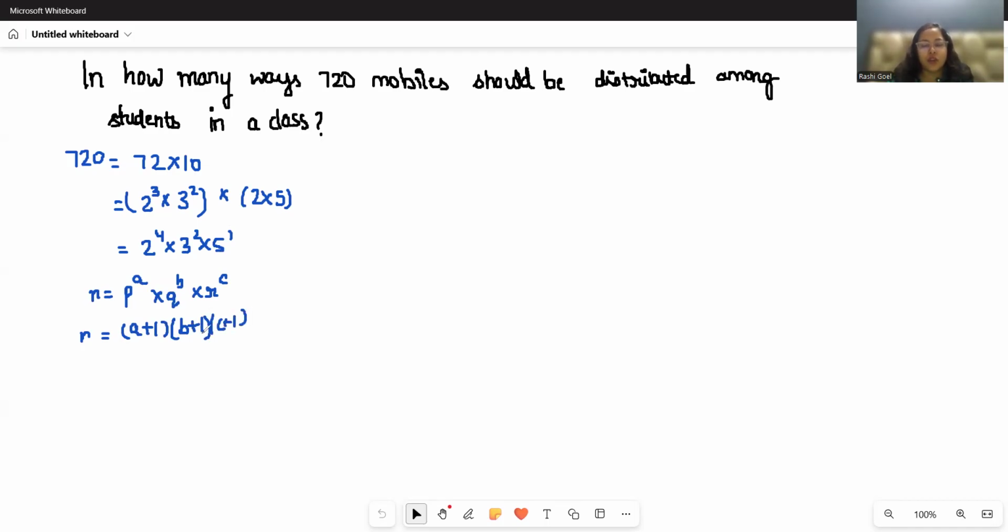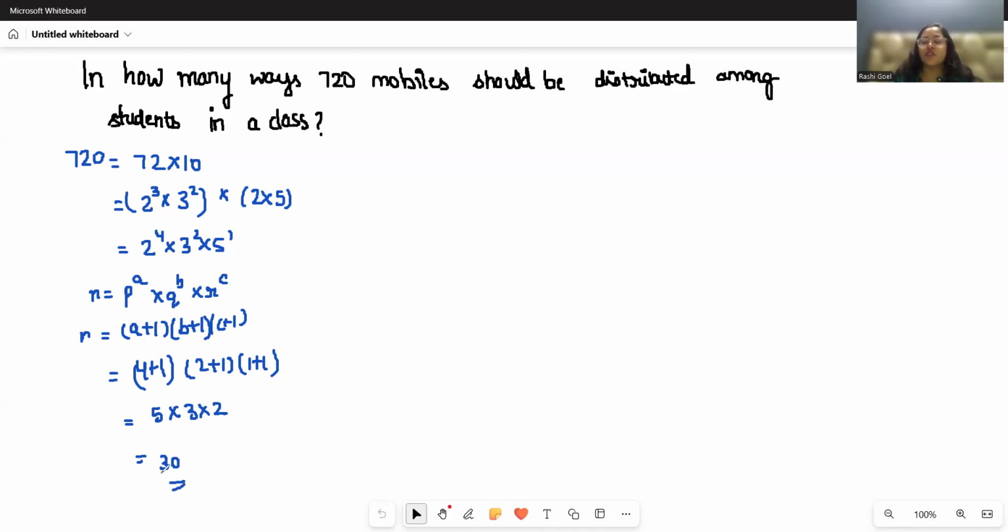Now apply this to 720. So a is 4, so 4 plus 1, b is 2 plus 1, and c is 1 plus 1. So this gives us 5 times 3 times 2. This is the easiest way. So 720 mobiles can be distributed in 30 different ways.